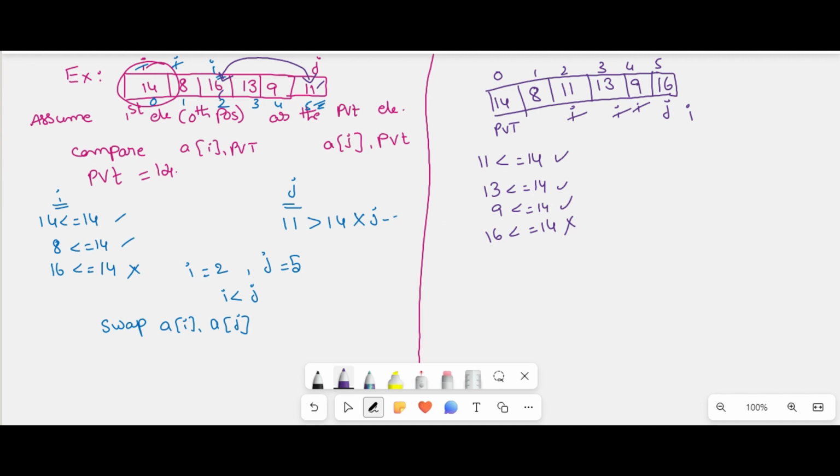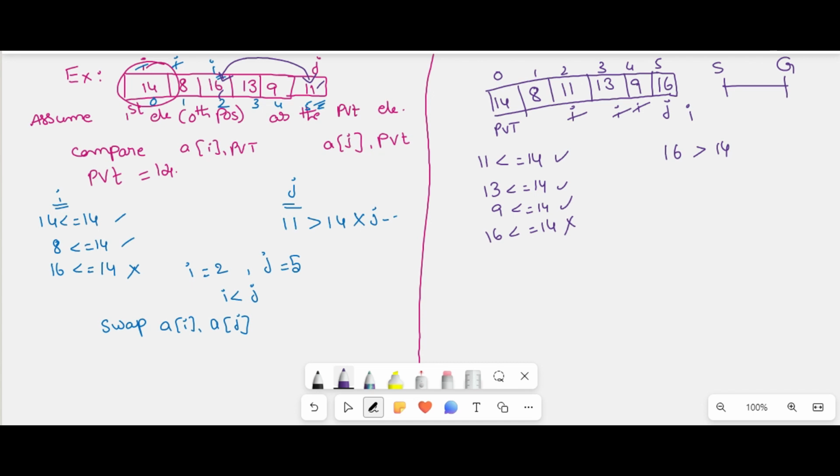Whenever I is stopped, what shall we do? We will come to the jth position. For the jth position, the condition we have to check is A of J is greater than the pivot element. Why? Because in the sorted array, left side elements are small and right side elements are big or greater. So that's why here, 16 is greater than 14.